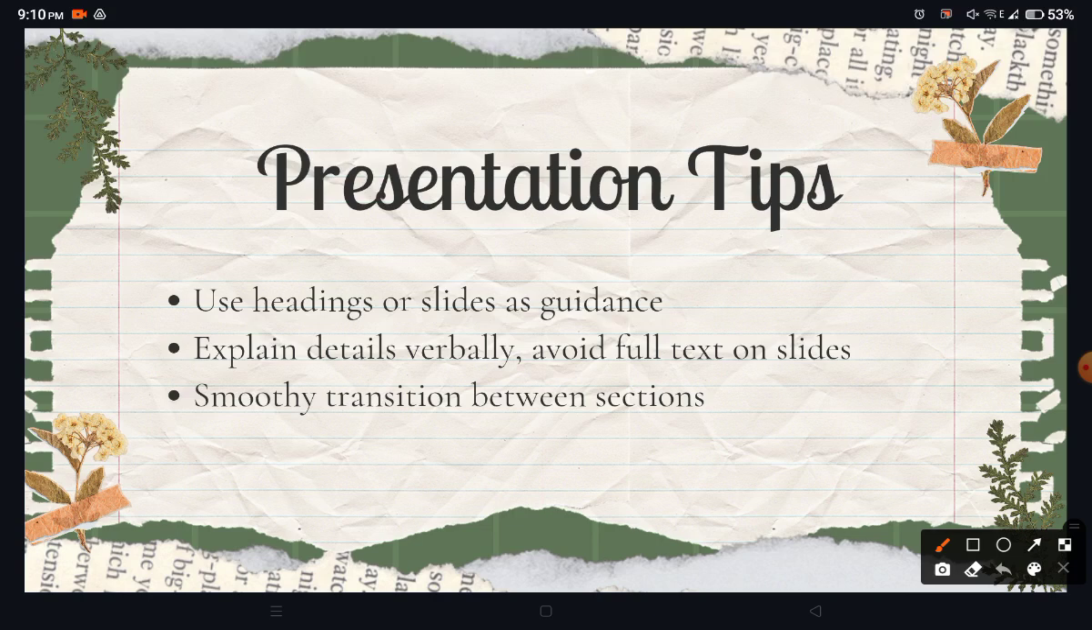For example, after explaining the methodology, you can say, now let's move on to the key analysis of my study. So don't stop abruptly at any point of the paper. It should be a coherent, continuous one. That will make the audience engaged with you.